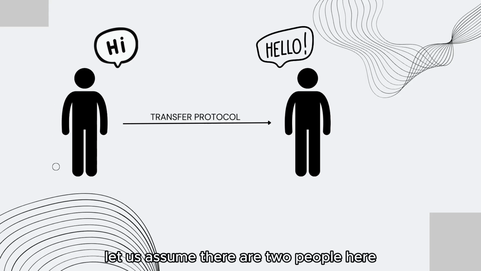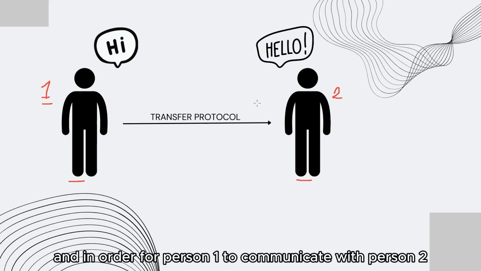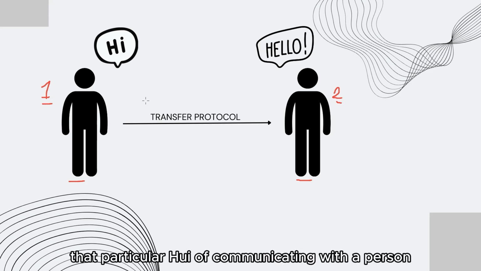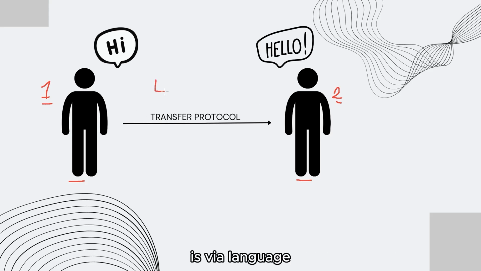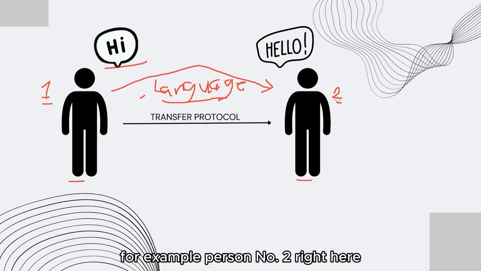For an analogy, let us assume there are two people trying to communicate with one another. Let's say that person 1 wants to say something to person number 2. In order for person 1 to communicate with person 2, he would need a way to do so. And for us humans, that way of communicating with a person is via language. So a person can communicate his thoughts via language and speaking with another person.